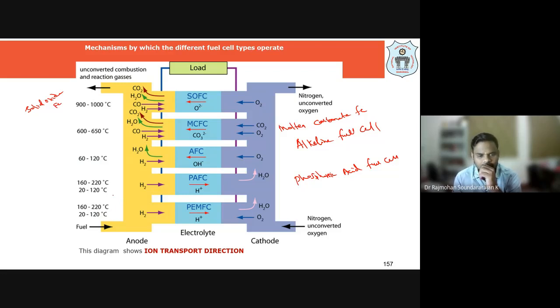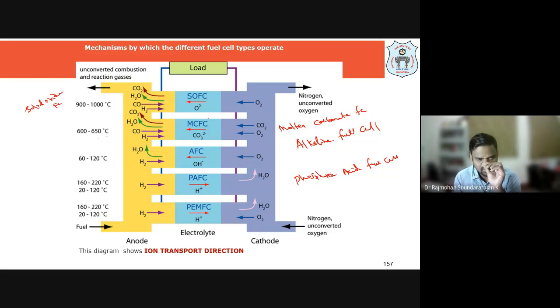If you look at the phosphoric acid fuel cells, they also can be applied at medium temperature, 20 to 120, or 160 to 220 degrees Celsius. With respect to alkaline fuel cells, they are operated between 60 to 120 degrees Celsius. Molten carbonate fuel cells can be operated at 600 to 650 degrees Celsius.